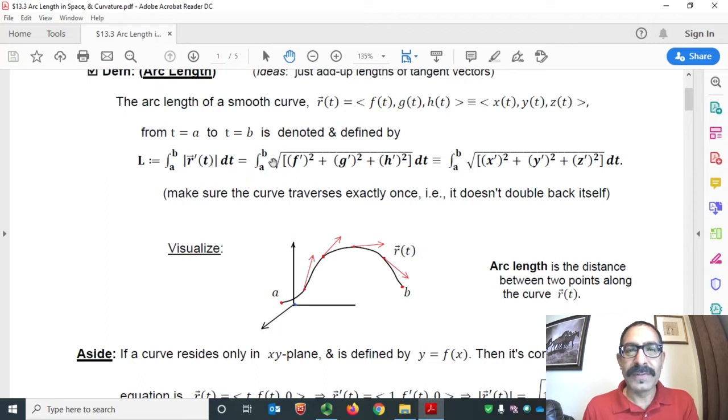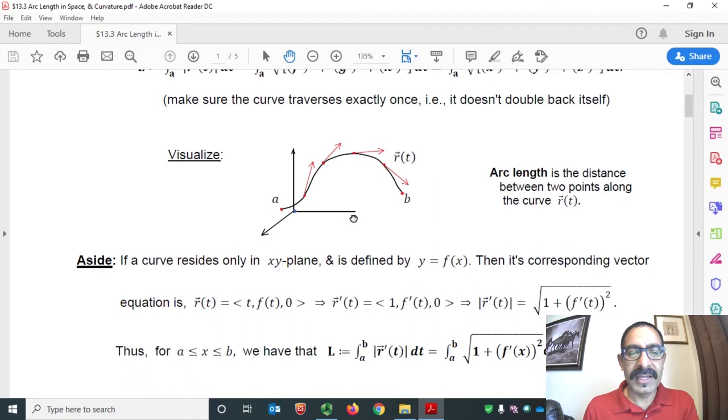This equals the definite integral from a to b of the square root of f'(t) squared plus g'(t) squared plus h'(t) squared dt, or the definite integral from a to b of the square root of x'(t) squared plus y'(t) squared plus z'(t) squared dt. Make sure the curve traverses exactly once, that is, it does not double back on itself.